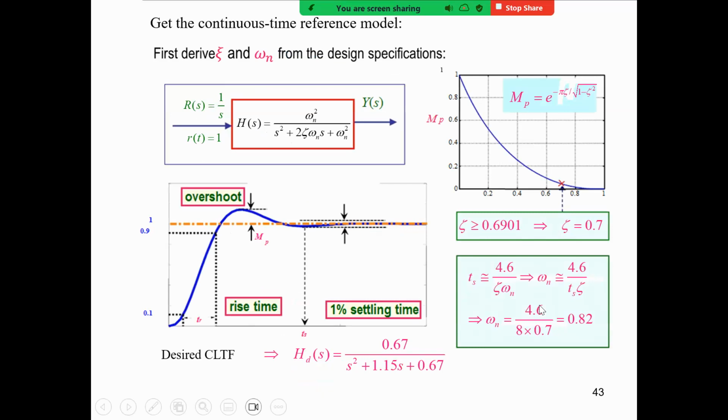Now, how about the reference model? The reference model is built from the performance requirement. For an overshoot of less than 5%, we have this formula, and the damping ratio should be bigger than a simple number, 0.7. Then the settling time is 8 seconds, and we have this formula. Fixing the damping ratio, with a settling time of 8, I compute my natural frequency omega. Then I have the damping ratio and natural frequency, so I get the prototype of the second order system. That will be the reference model.